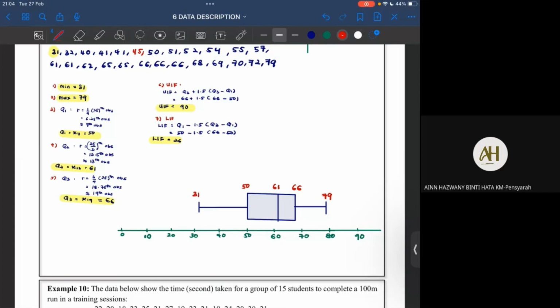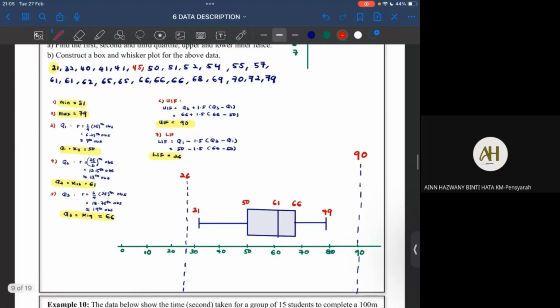So we are going to mark our lower inner fence, upper inner fence. So nama pun fence, pagar dia. Okay, dia terpagar. So we are going to do a dotted line. So lower inner fence is 26. So 26 di sini. So apa yang kita akan buat ialah kita akan buat dotted line. Okay, so that is our lower inner fence. And upper inner fence kita ialah 90. So exactly dekat 90 kita akan buat kita punya fence kita. Label 90. Okay, selesai dah. Inilah box and whisker plot kita.